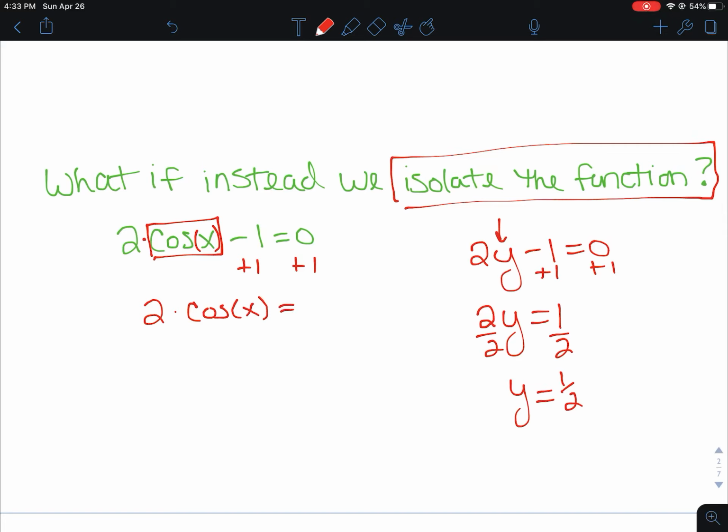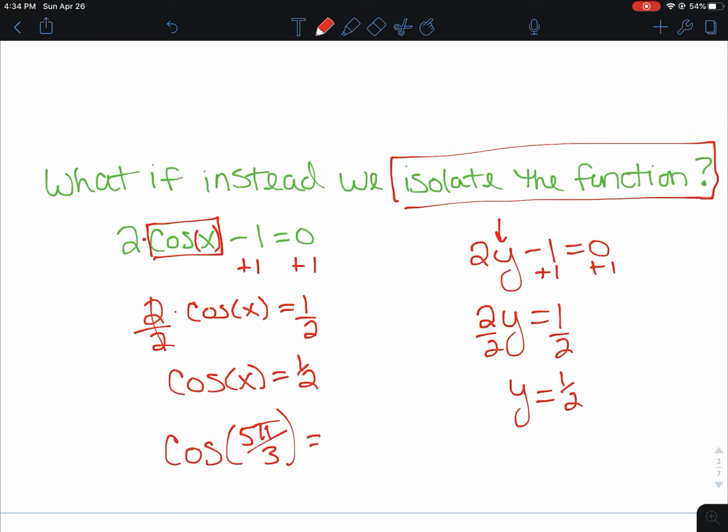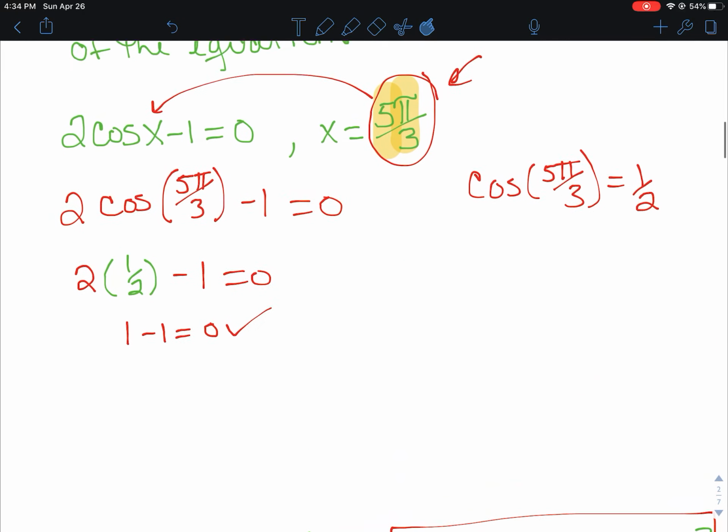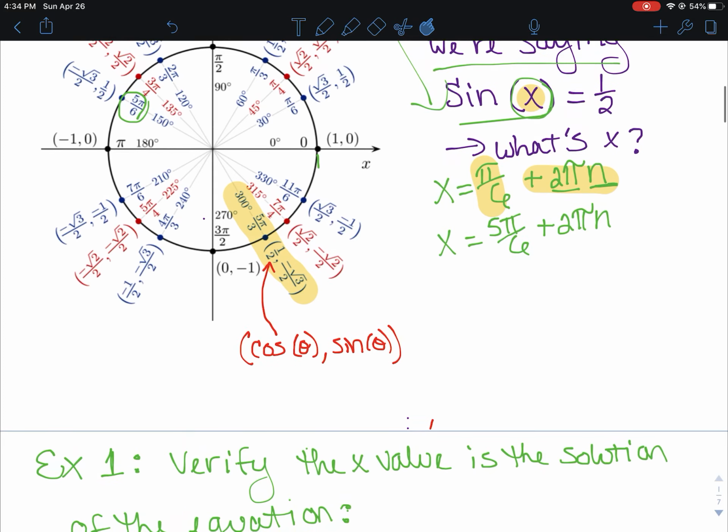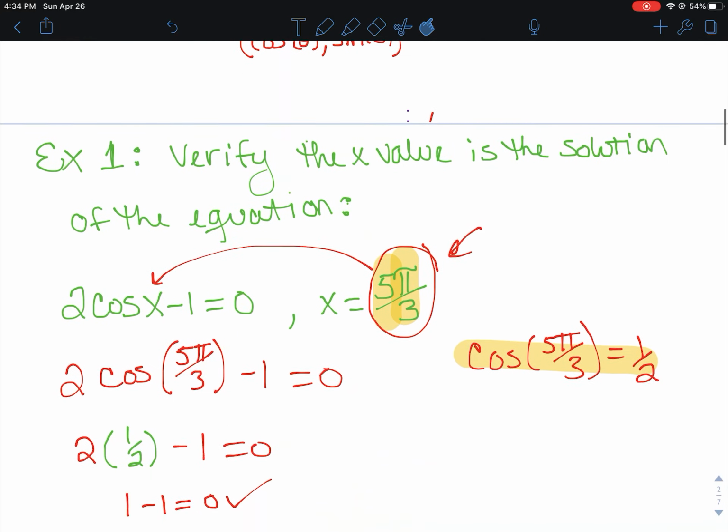I'm going to add 1 to both sides. So 2 times cosine of x is equal to 1. Divide by 2. So the cosine of x is equal to 1/2. And now we want to think, well, x was supposed to be 5 pi over 3. Is the cosine of 5 pi over 3 equal to 1/2? Well, we said just by looking at our unit circle a minute ago that, yeah, that absolutely is true, right? The cosine of 5 pi over 3 is 1/2.